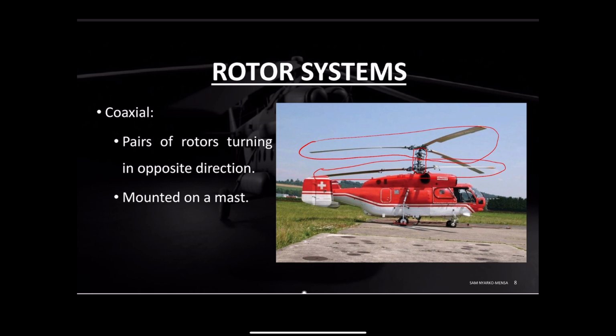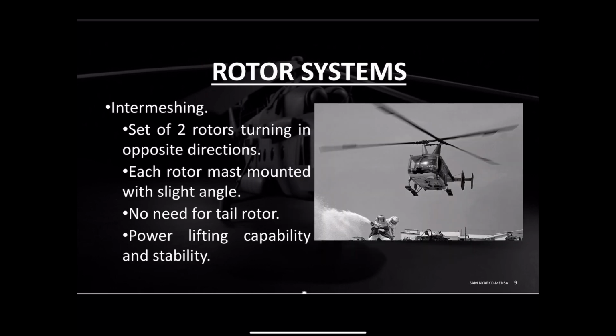This is another variance. The other one we'll look at is intermeshing. So we have a set of 2 rotors turning in opposite directions. This is a first rotor system and the other rotor system turning in opposite directions, and they are mounted on a mast at an angle. You can see the angle here, and in this case there's no need for a tail rotor.